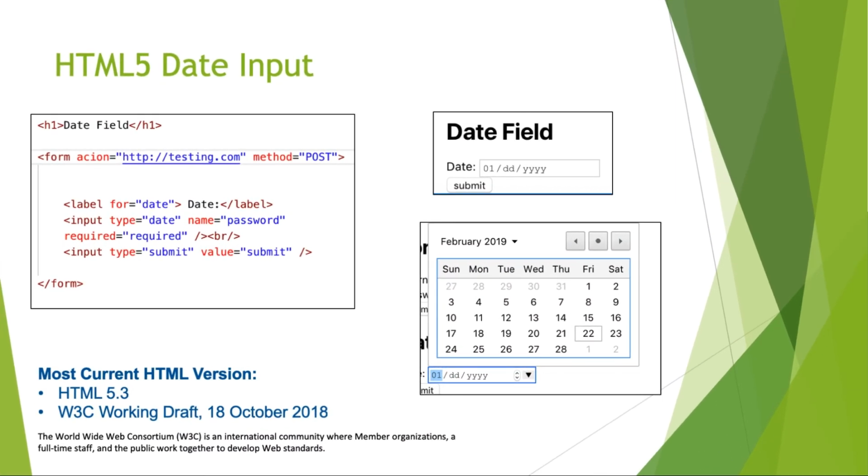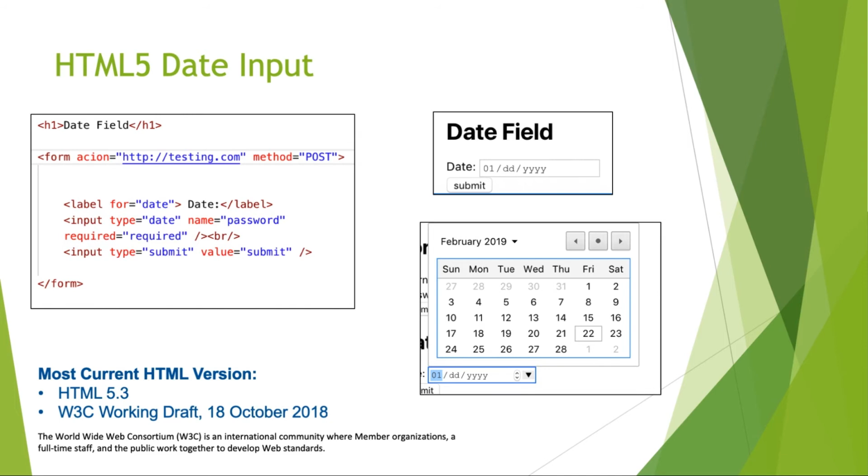When recording this presentation, it is late December 2019. So the most current version of HTML, I believe, is 5.3, which came out in October 2018. But with the advent of HTML5, there were a lot of neat little things, and this is one. The date input field has this nice little date picker. It just looks very sharp.